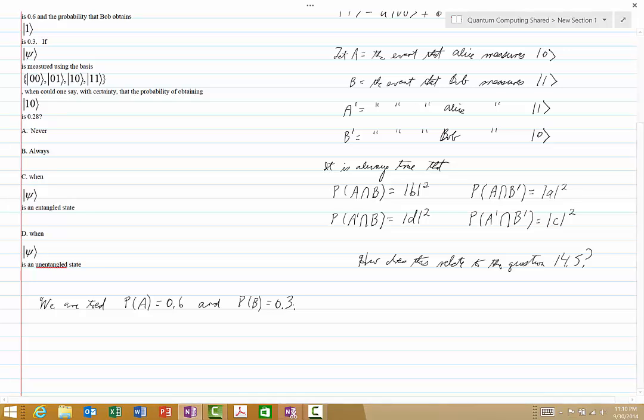And so then our question concerns the probability of obtaining 1, 0: 1 in the first qubit and 0 in the second. So we are asked for P of A prime and B prime.